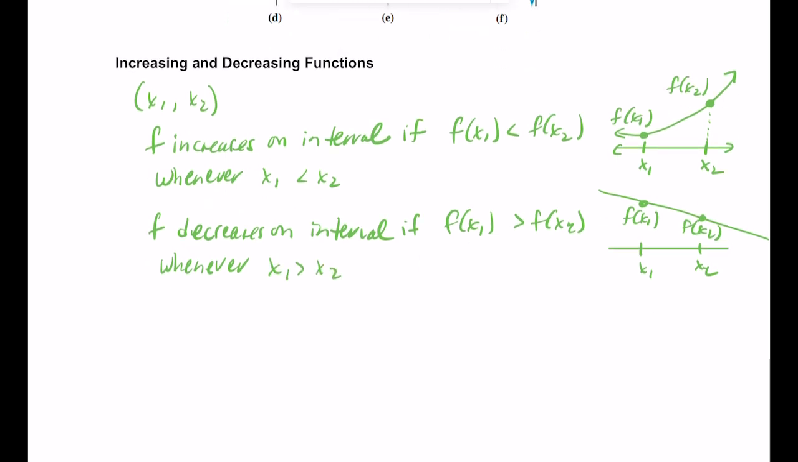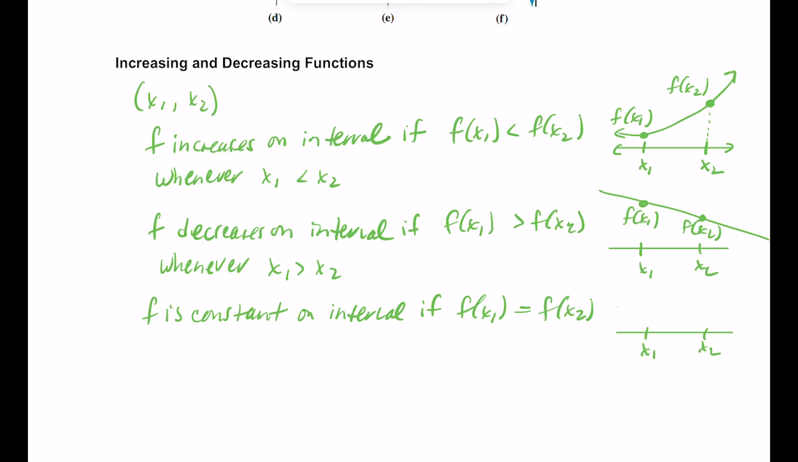And then we also have constant functions. So f will be constant on that interval if f of x1 is equal to f of x2 for all x1 and x2, right? So we know that when you have a constant function, the y value is not changing. So here's x1, here's x2, and we would have maybe a horizontal line like this. And f of x1 is going to be the same value as f of x2. So therefore that tells us that the function is constant on that interval.